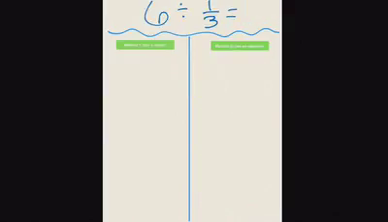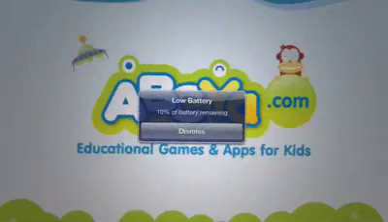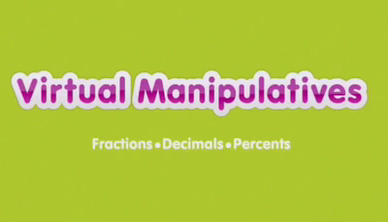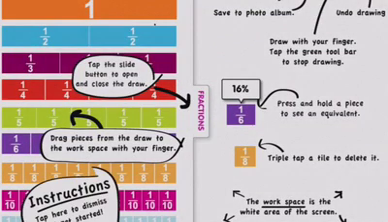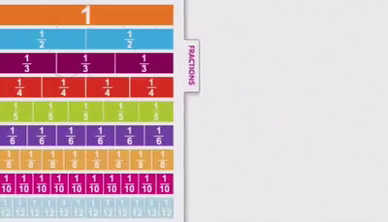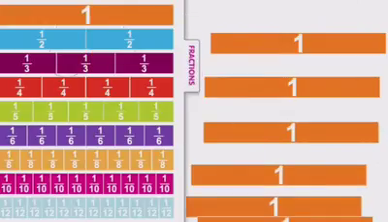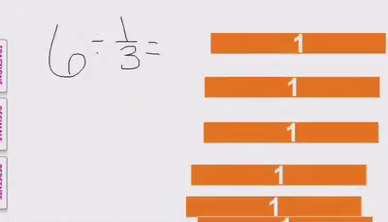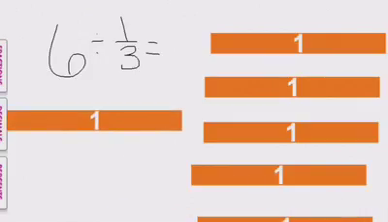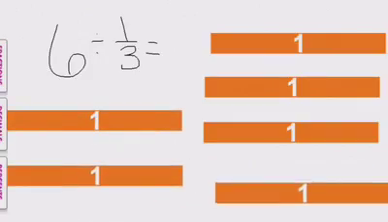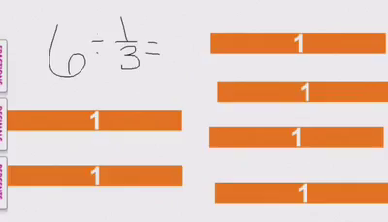Okay, let's try another one. 6 divided by 1/3. So let's go ahead and try that with the virtual manipulatives first. So pull that up. Okay, so I'm going to start by writing 6 divided by 1/3. And again, start by modeling your 6. Two of these over here, so we have enough space.